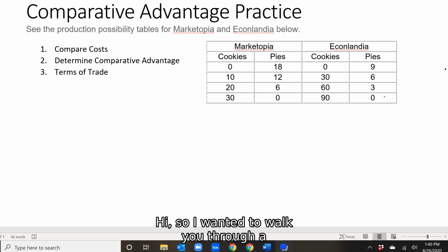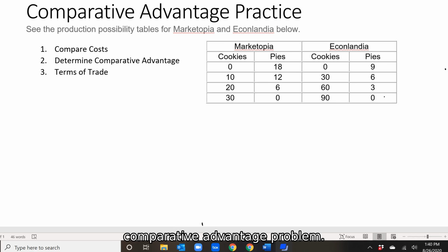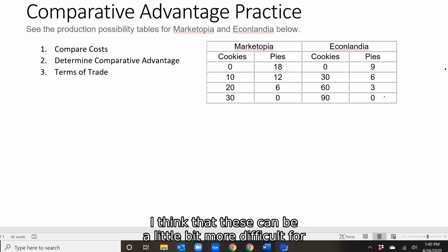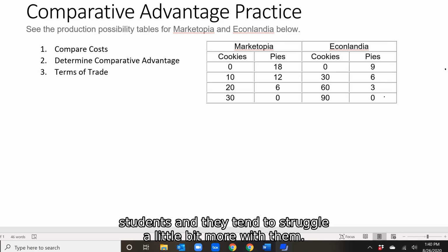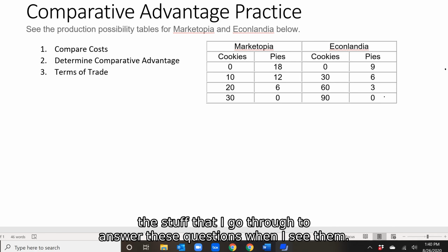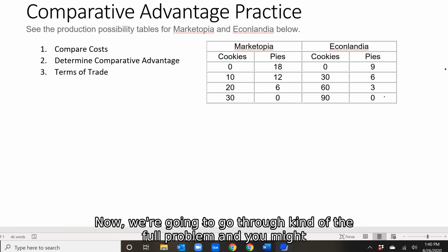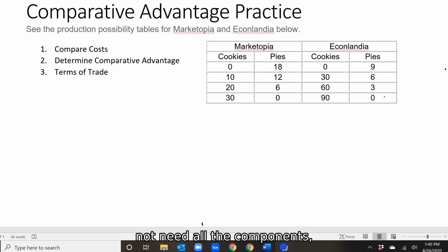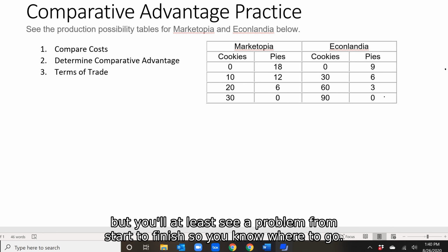Hi, so I wanted to walk you through a comparative advantage problem. I think that these can be a little bit more difficult for students and they tend to struggle a little bit more with them. So I wanted to walk you through the steps that I take to answer these questions when I see them. Now, we're going to go through the full problem, and you might not need all the components, but you'll at least see a problem from start to finish so you know where to go.